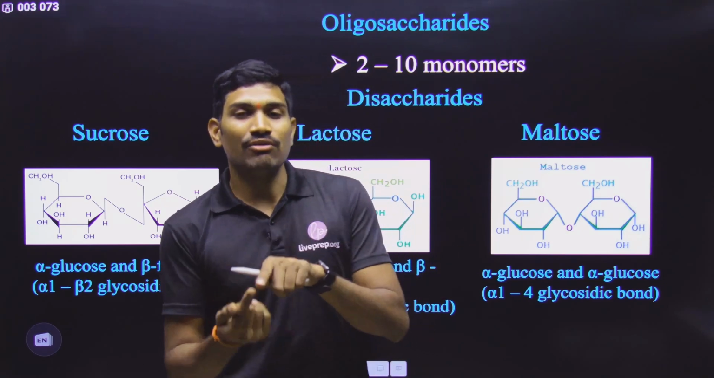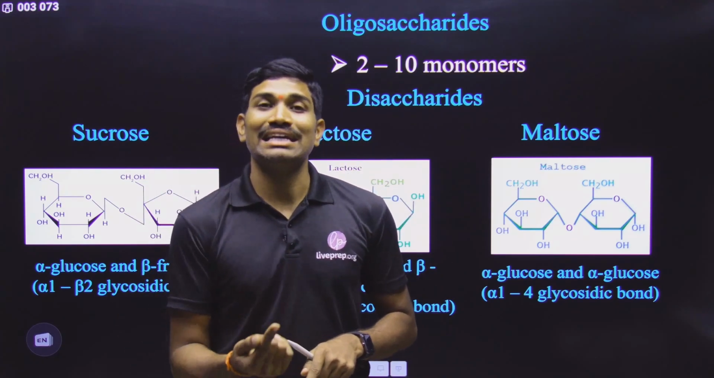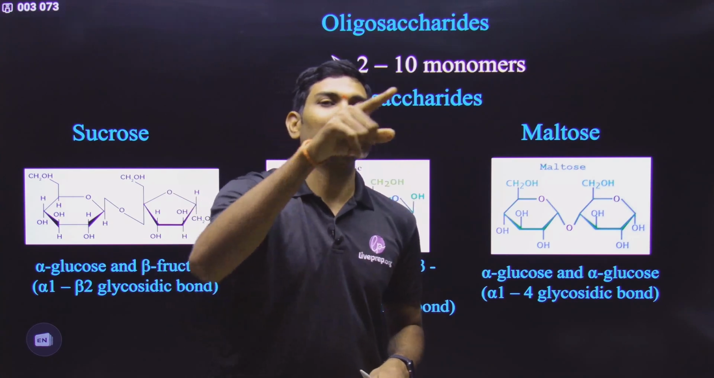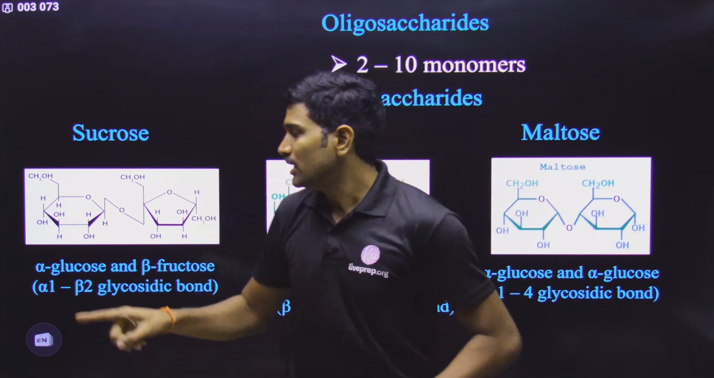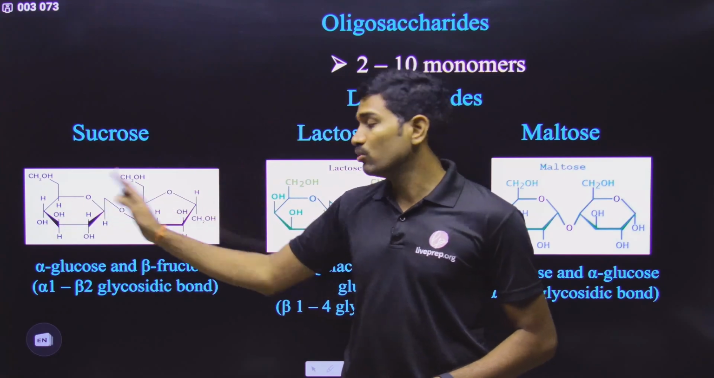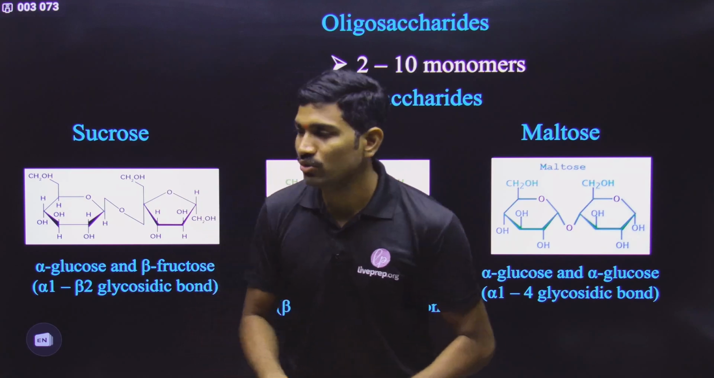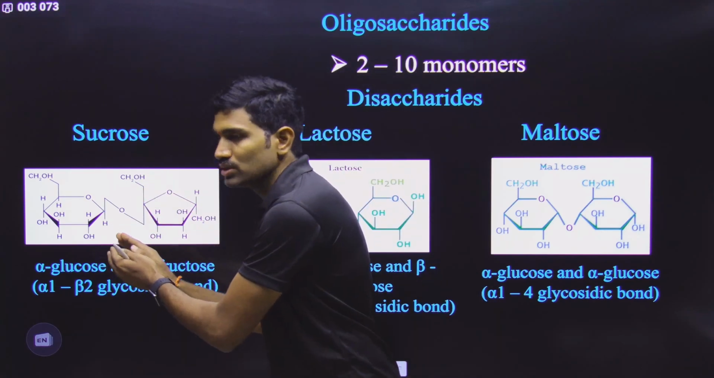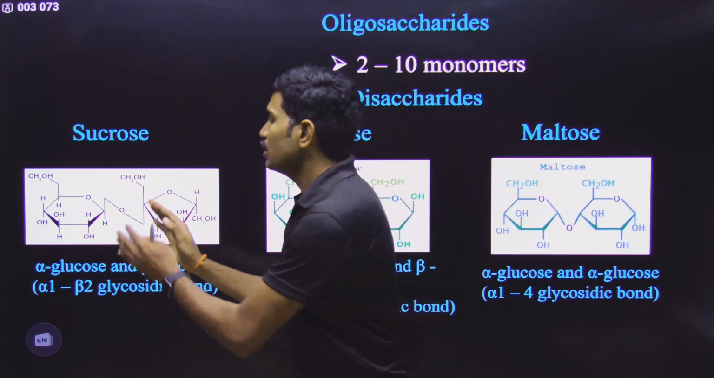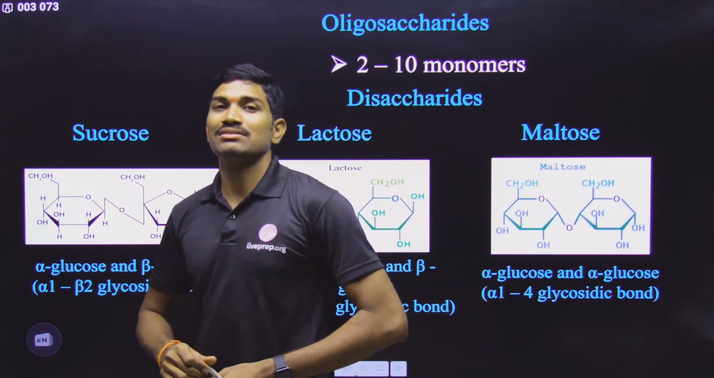There, instead of using the word sucrase enzyme, we will use the word invertase enzyme. Sucrase enzyme is also called invertase enzyme. What will it do? It will break the sucrose into glucose and fructose. Sucrase or invertase enzyme, what will it do? It will break sucrose, also called invert sugar, into glucose and fructose. Now you can understand why it is called invert sugar.